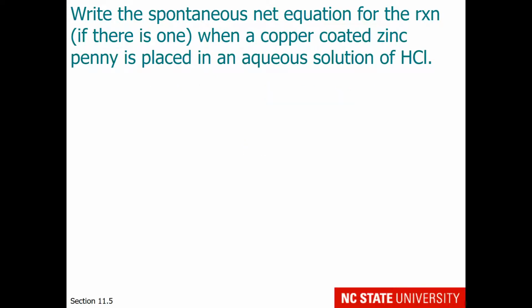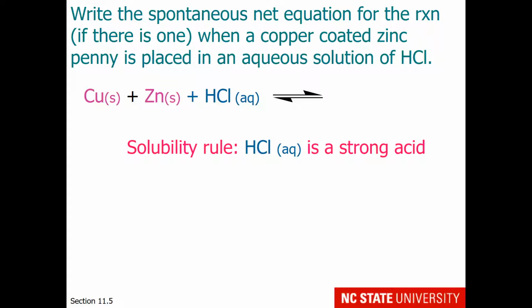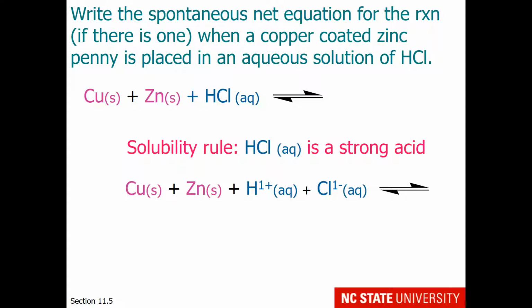Here's another example to go through. Write the spontaneous net equation for the reaction, if there is one, when a copper-coated zinc penny is placed in an aqueous solution of HCl. In chemistry speak, we're talking about solid copper, solid zinc, and HCl that's been dissolved in water. HCl is a strong acid, so we have 4 potential species that might interact in a redox reaction. Our job here is to identify the gas being given off.